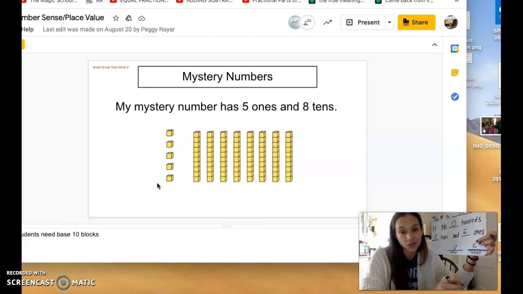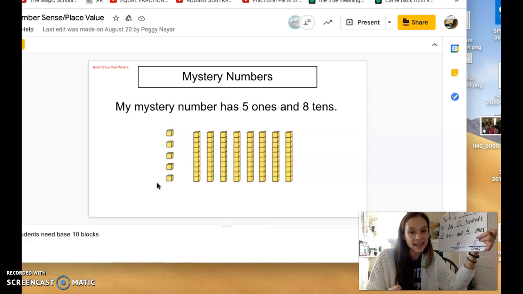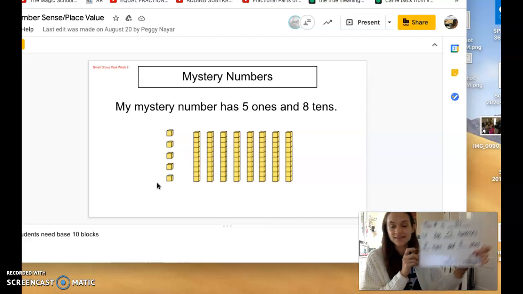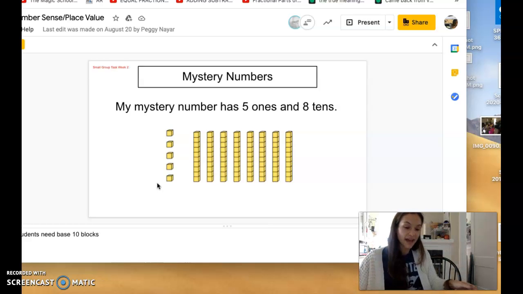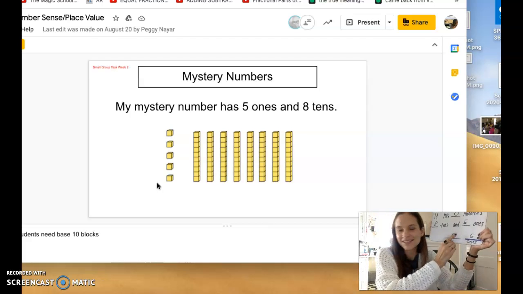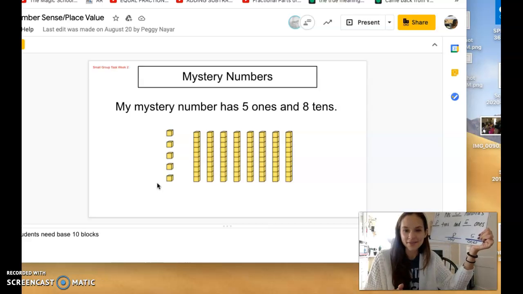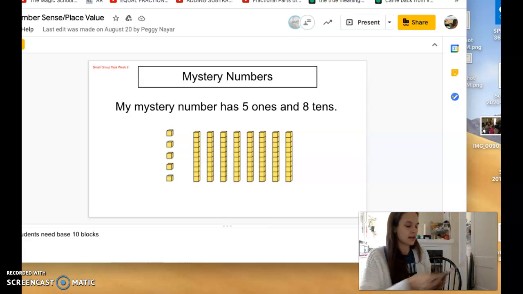Now, what is the value of the number 8? Is it just 8? No, it's 8 tens. If we had 8 tens, how much is that? Let's try counting by tens. So we know there's 8 tens. 10, 20, 30, 40, 50, 60, 70, 80. The value of the number 8 right here is 80. It's not just 8, it's 80. 85. Okay, we're going to do one more mystery number together today.